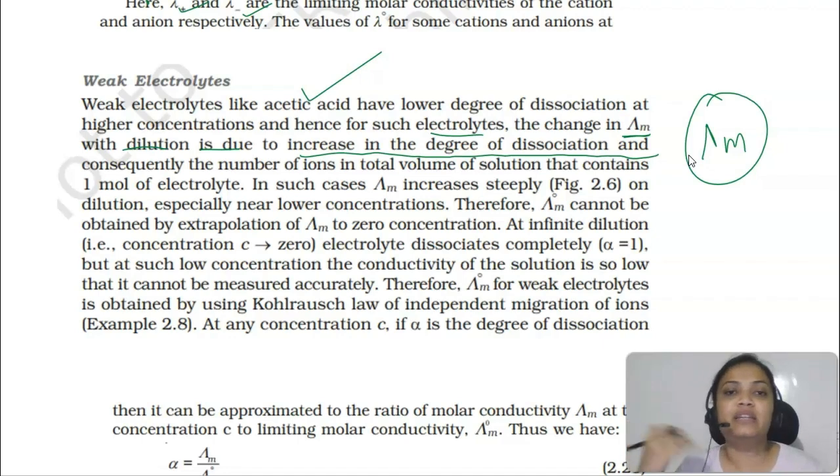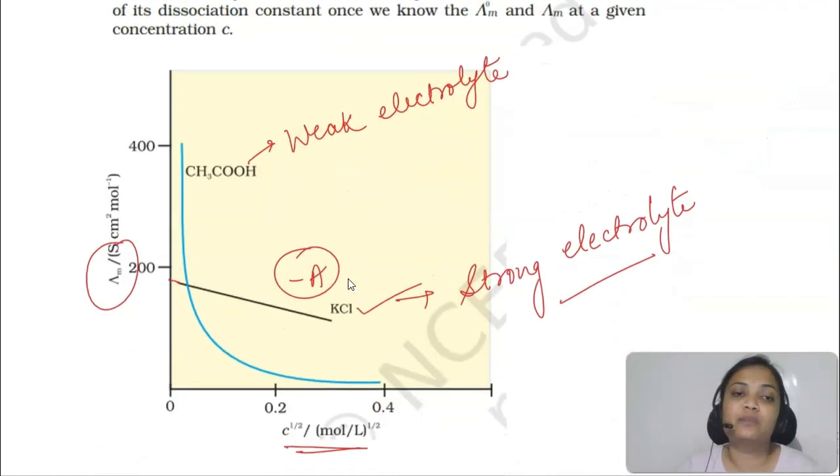So as the volume increases, the degree of dissociation will also increase, so the number of ions in the total volume of the solution will also change, right? So what will happen? Lambda m will increase steeply. The molar conductivity will increase on dilution, especially near lower concentrations. So lambda m naught cannot be obtained by extrapolation of lambda m to zero concentration. Here we cannot extrapolate to find the value of lambda m naught. For strong electrolytes we can extrapolate and find the intercept, but in this case we cannot.